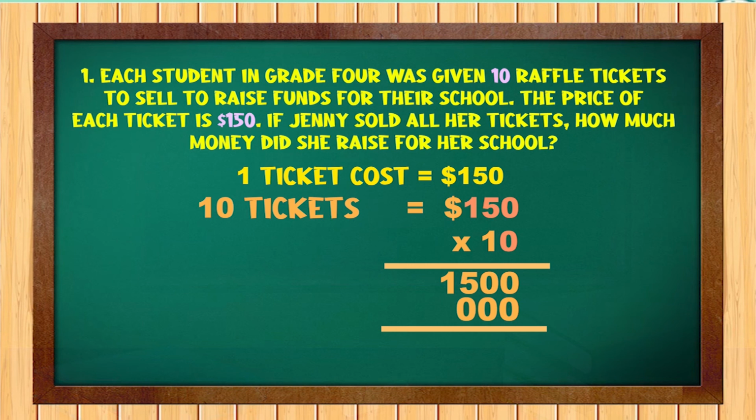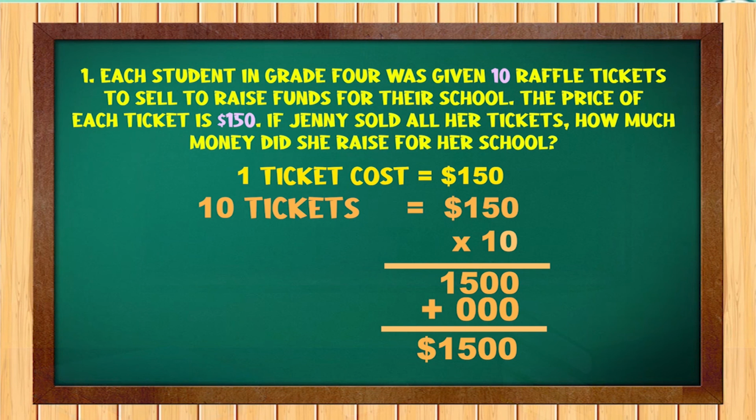Now we will do our addition because this is a long multiplication. So let's add. So we have in the ones place, 0 plus 0 is 0. Do you have that? In the tens place, we have 0 plus 0, we get 0 again.